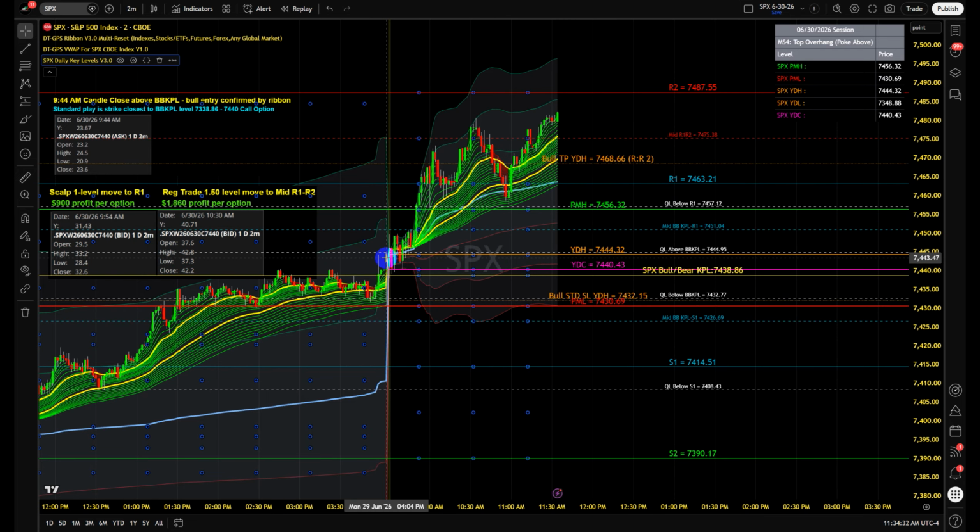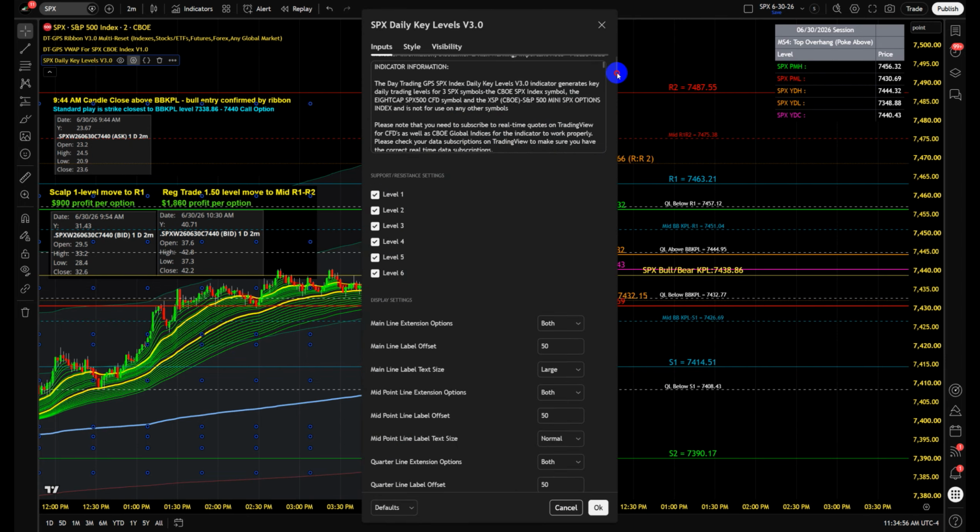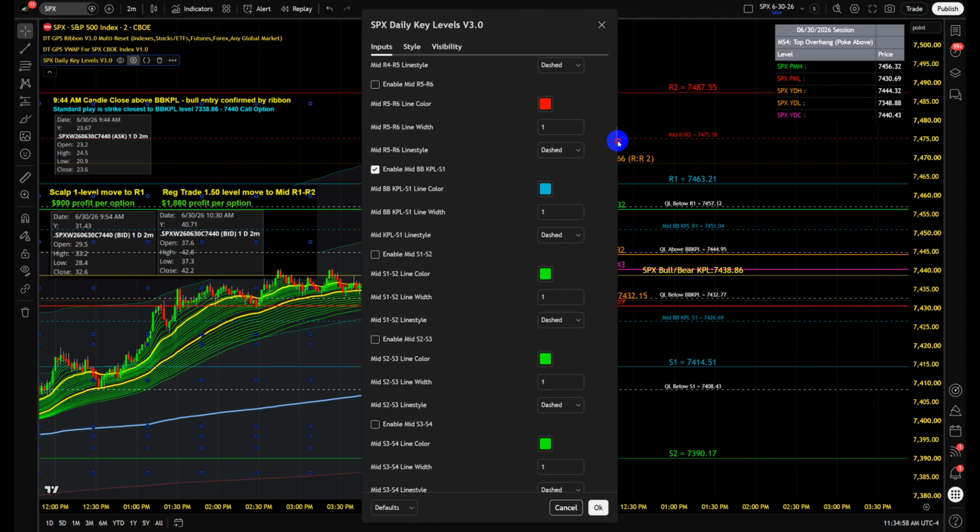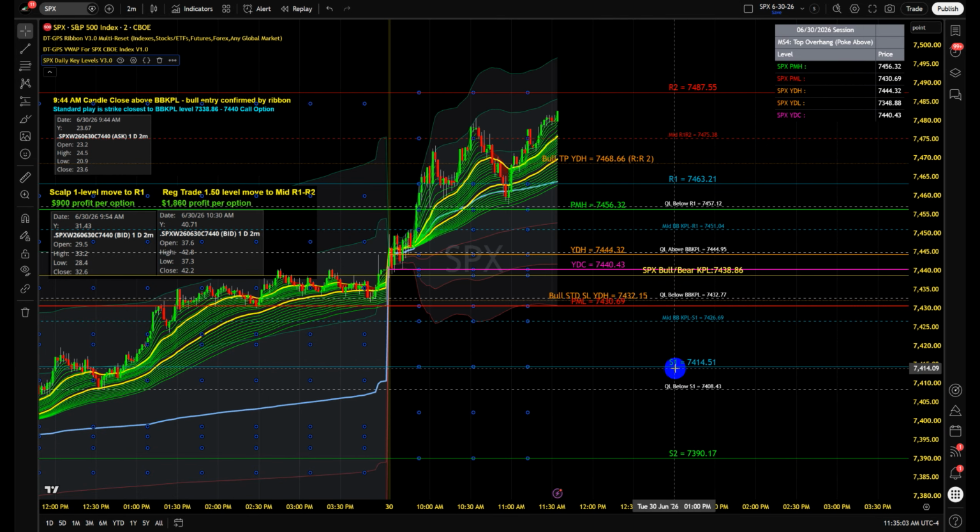If we had a different sort of day where we were going down and then curling back up, and we had a close above S1 with ribbon confirmation all green, upper bands moving away, and there was entry opportunity on S1 for a bullish trade based off of S1, then your tight stop loss is QL below S1, and then your standard stop loss is going to be the first midpoint below, mid S1, S2.